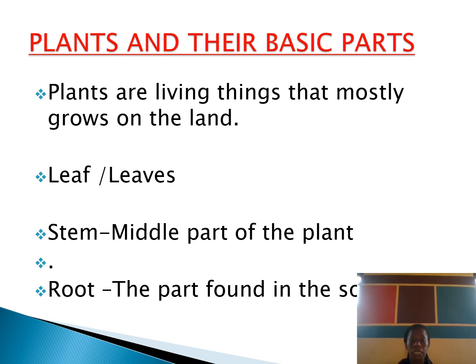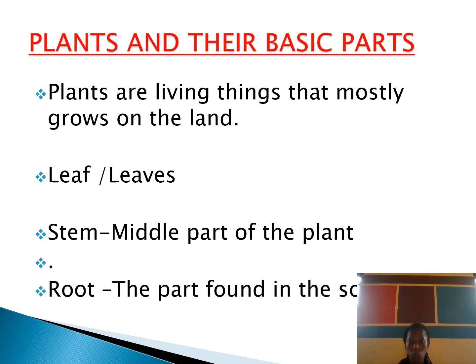We are looking at plants and their basic parts. Plants are living things that mostly grow on the land, and they also have various parts like the leaf or the leaves. When it's one, we say leaf. When they are two or more, we say they are leaves. And then we can also talk about the stem of a plant or the tree. The middle part of the tree is called the stem. We can also talk about the root. The roots of the plant is found in the soil where we hardly see it. So these are the basic parts of plants.